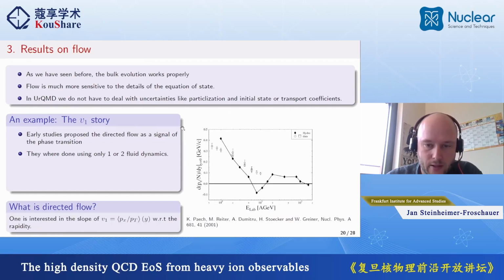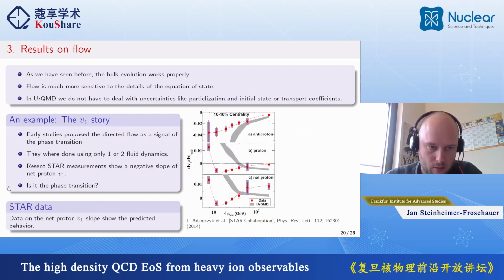And when you then calculate the derivative of this V1 with respect to the rapidity and plot it as a function of the beam energy, it was said that if you have a phase transition, you should see this kind of minimum. Now, recent STAR measurements have shown that there might be some kind of negative slope. So this is for the protons, the slope of the V1, and you can see it goes negative. It has a minimum at some energy, although the actual value is very slow.